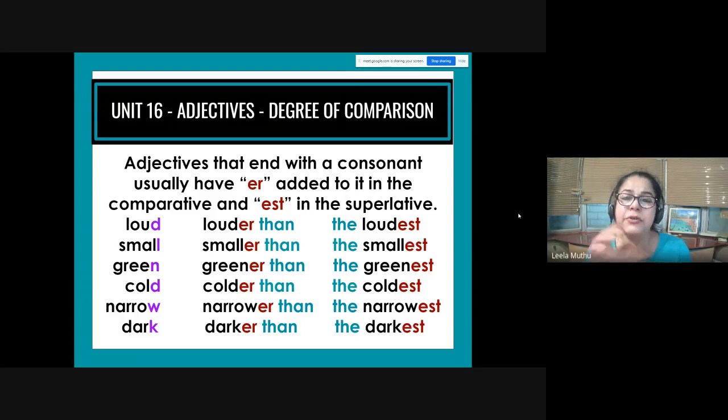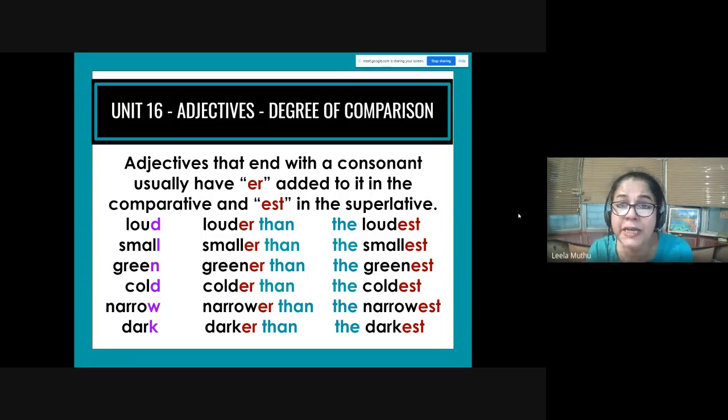Okay? Now children, when you compare things, you must have noticed that adjectives that end with a consonant. Now look at the adjectives on the extreme left. Okay? You can see that all the words are ending with a consonant, like loud, small, green, cold, narrow, and dark. D, L, N, T, W, K. All these are consonants, right? So when an adjective ends in a consonant, to change it into the comparative, you have to add ER. Okay? You have to add ER.